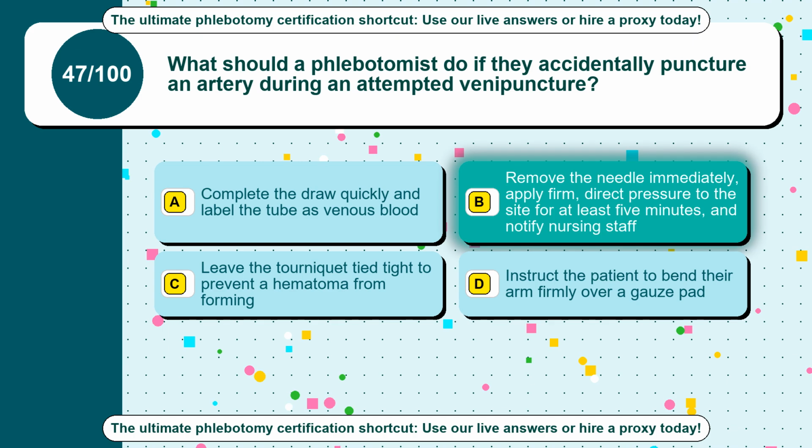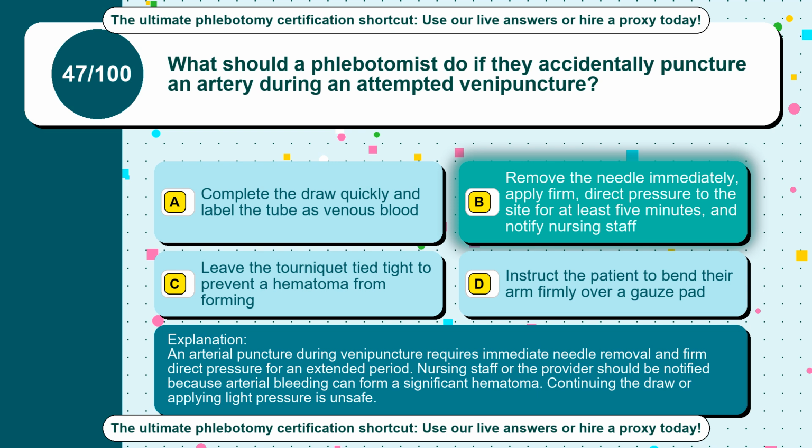The correct answer is option B, remove the needle immediately, apply firm, direct pressure to the site for at least 5 minutes, and notify nursing staff. An arterial puncture during venipuncture requires immediate needle removal and firm direct pressure for an extended period. Nursing staff or the provider should be notified because arterial bleeding can form a significant hematoma. Continuing the draw or applying light pressure is unsafe.